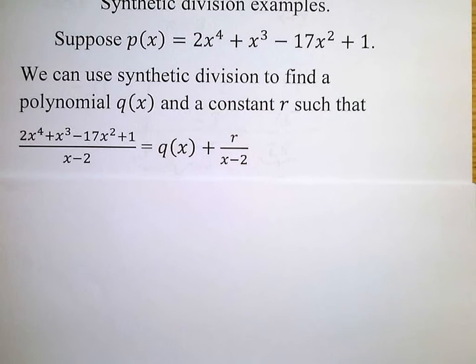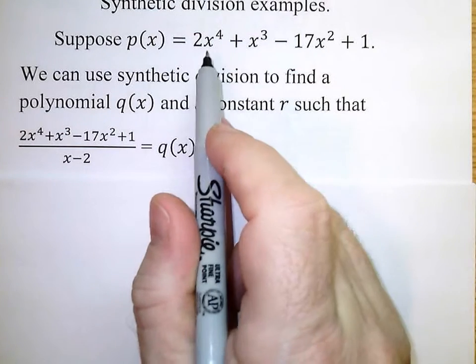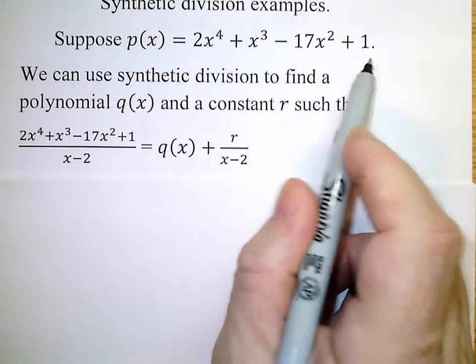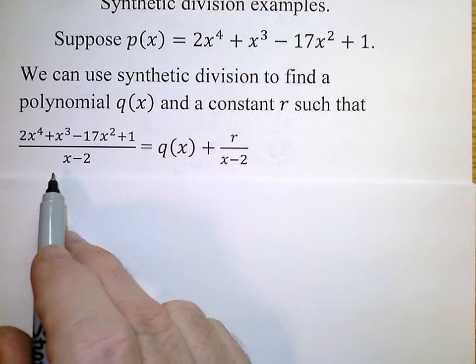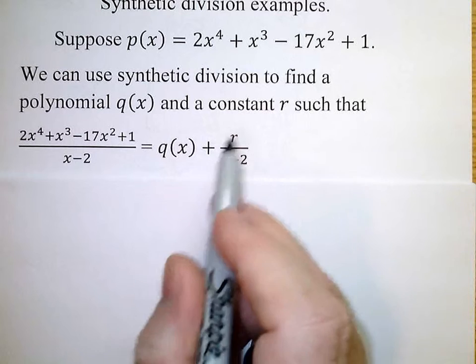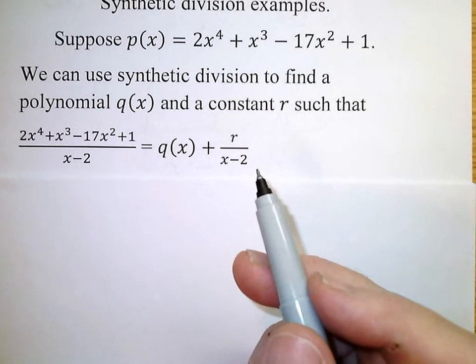Okay, here's an example of synthetic division. I have a polynomial here. P of x is 2x to the fourth plus x cubed minus 17x squared plus 1, and I'm dividing it by x minus 2. And I get some quotient plus remainder over the divisor.